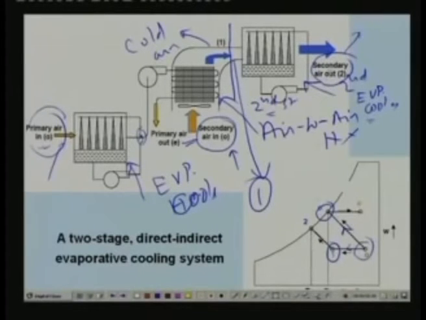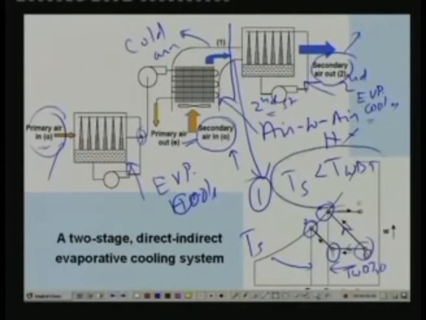So finally what leaves this complete unit is air, in an ideal case, at a temperature T2. So, this is the final temperature of air from this system. Now you can see that this temperature T2 is much lower than the wet bulb temperature corresponding to the inlet air, that is nothing but this. This is the wet bulb temperature corresponding to outdoor condition, and this is your exit temperature T2. So you can see that T2 is lower than the wet bulb temperature. So, this is a simple two-stage system.